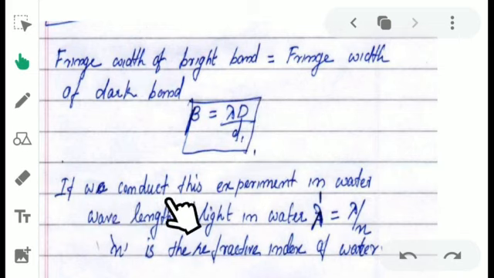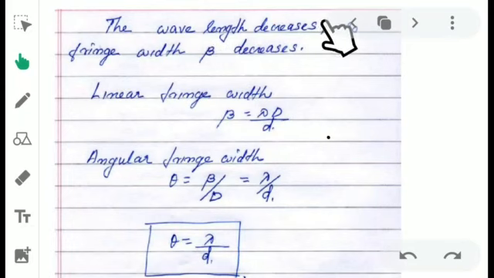If we conduct this experiment in water, we know that the wavelength of light in water decreases, that is lambda dash is equal to lambda by n, where n is the refractive index of water. Beta is directly proportional to lambda, and now the wavelength decreases, so what happens to the fringe width? The fringe width decreases. The wavelength decreases, so the fringe width beta decreases.